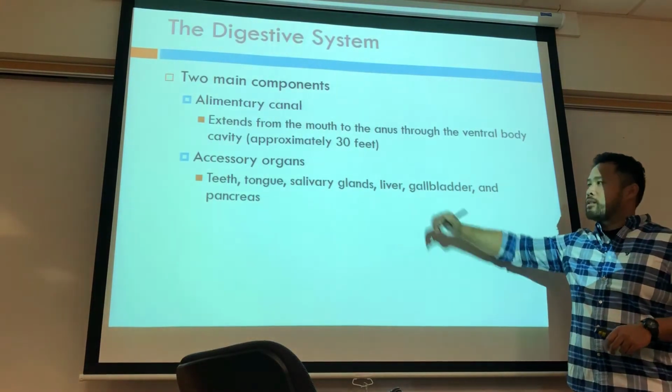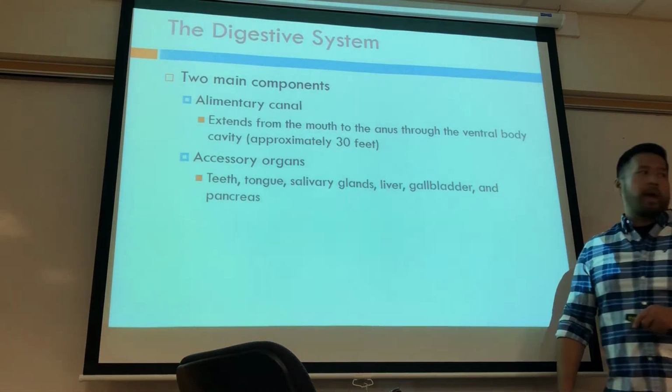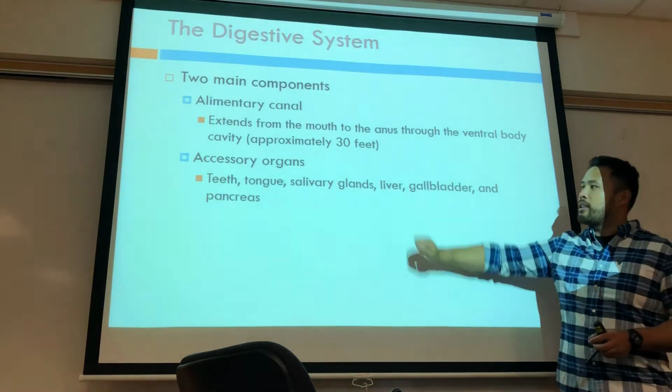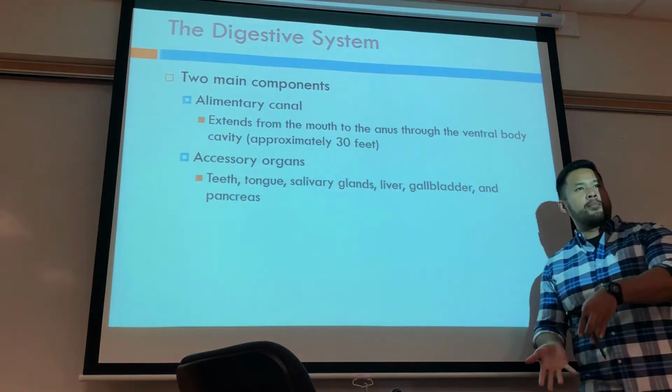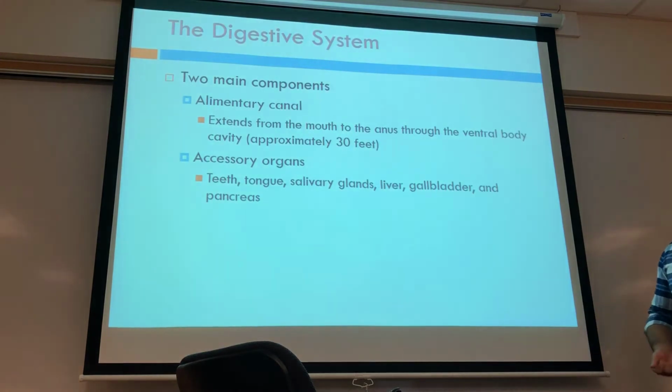Accessory organs, food doesn't travel through the teeth or the liver or the gallbladder or the pancreas. The gallbladder, the liver, and the pancreas dump things into the alimentary canal to assist in digestion as well as absorption.